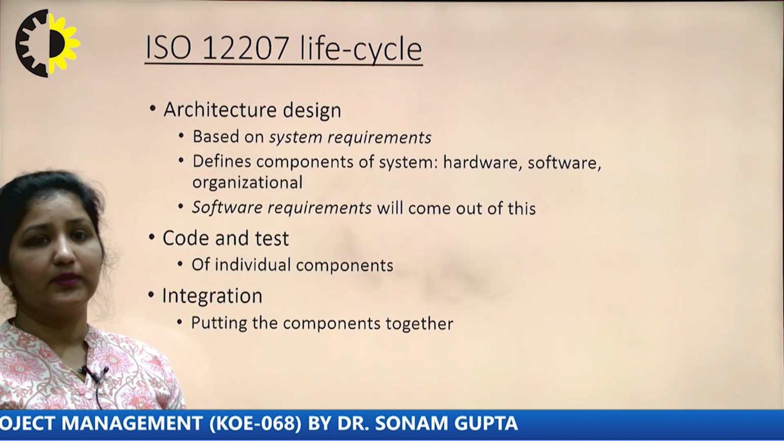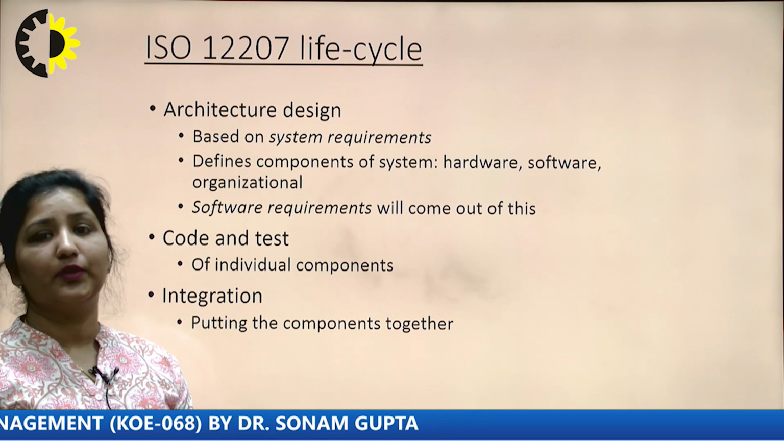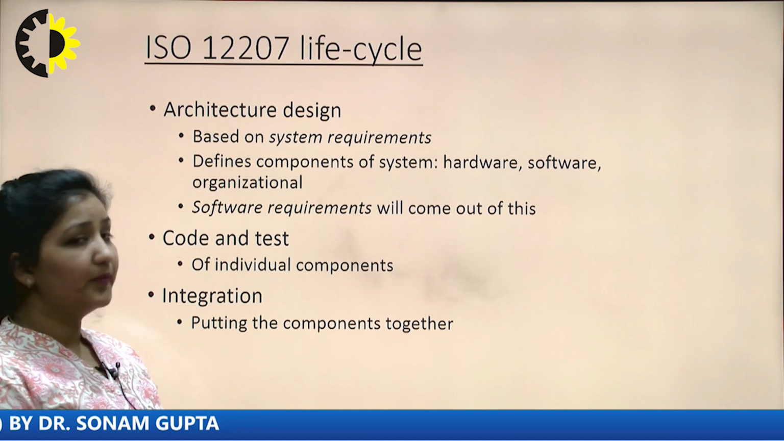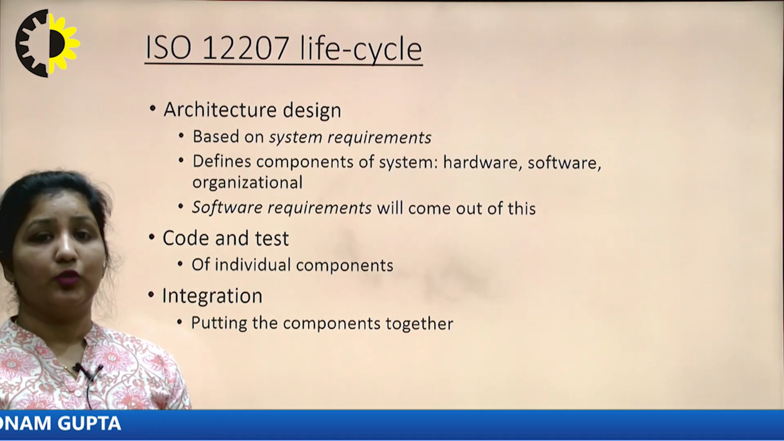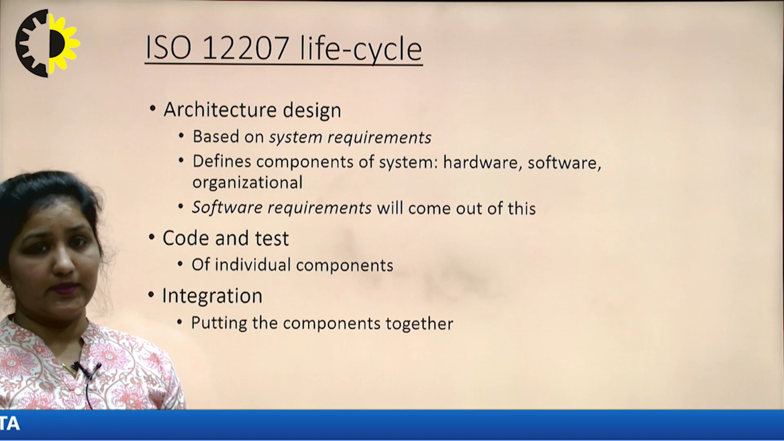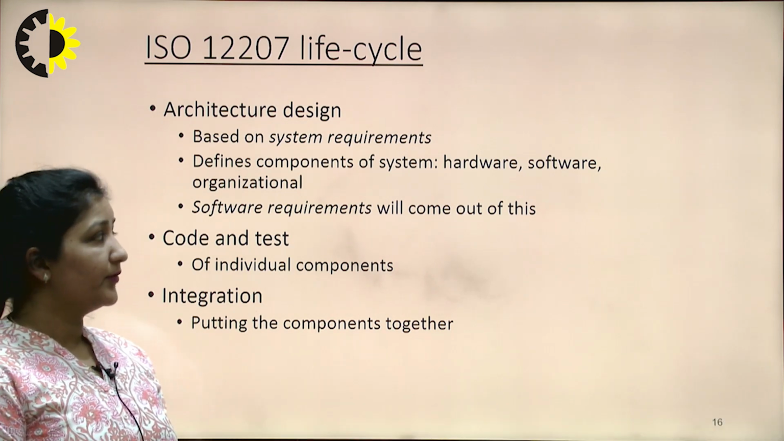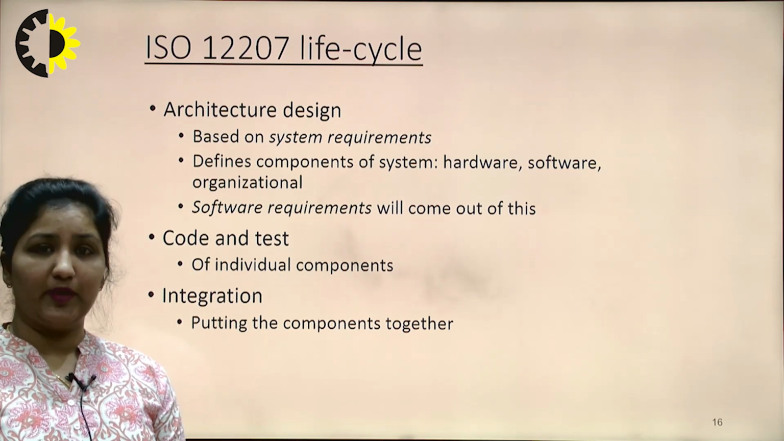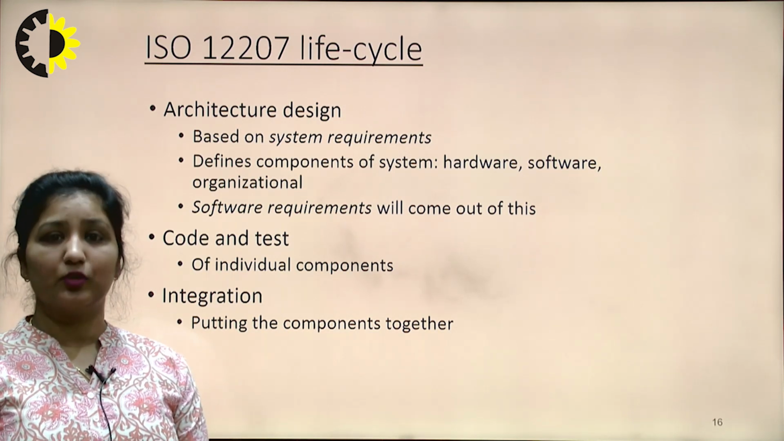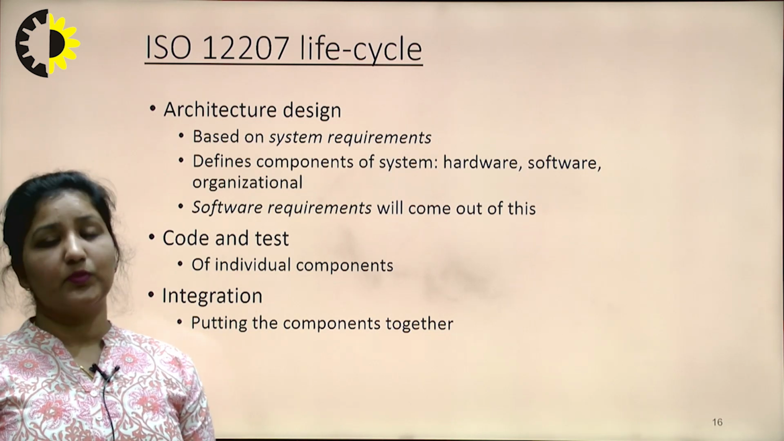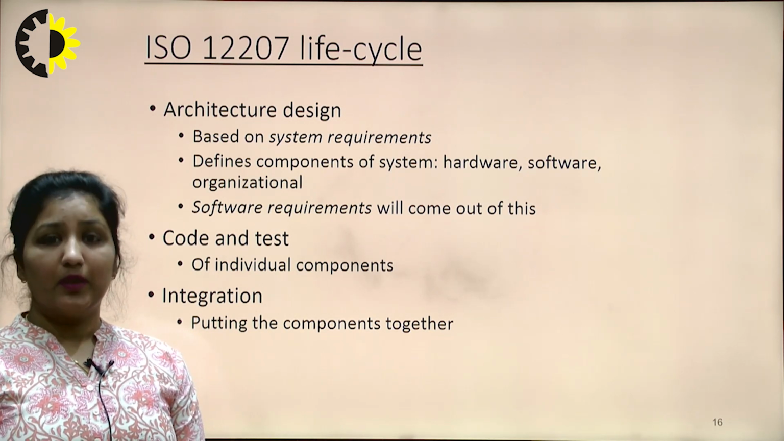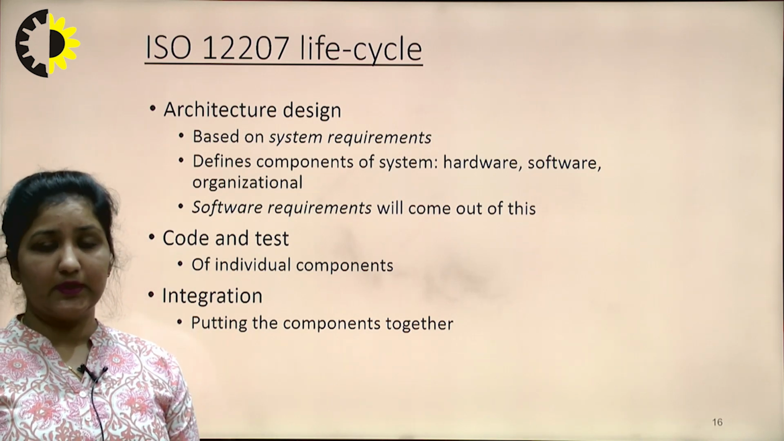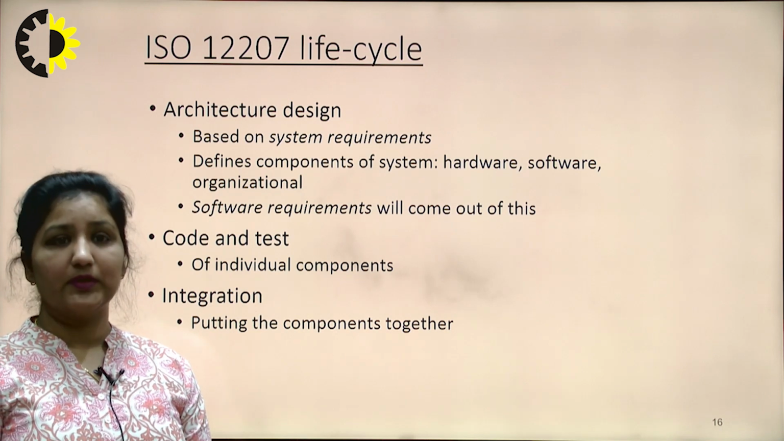Architecture design is based on the requirements of the system. It defines the components of the system. The components can be hardware, software, or organizational. The software requirements will come out of this architecture design. So basically in requirements, we have converted the requirements of the client into requirements which can be understood by the developer. Now on the developer side, he will be doing this architecture design, based on the requirements which we have calculated earlier.